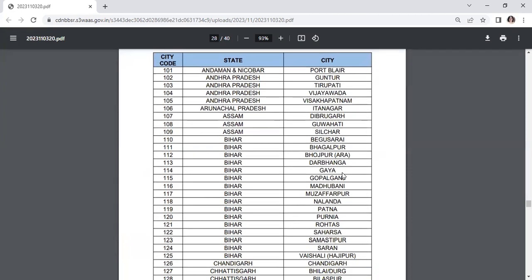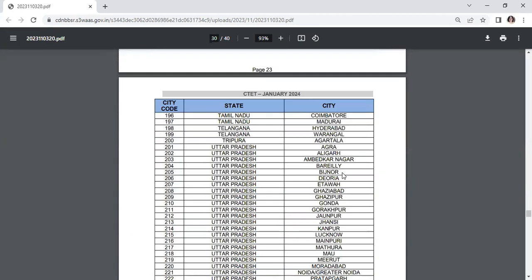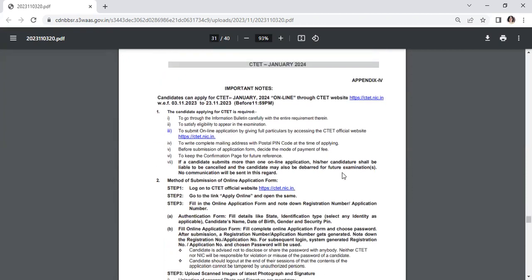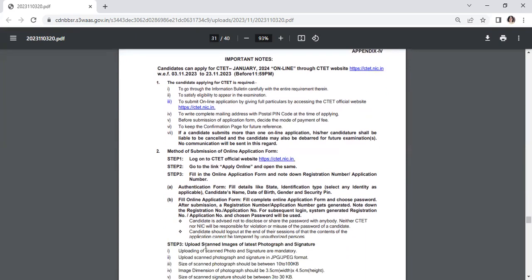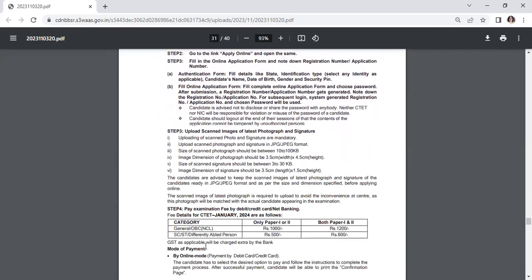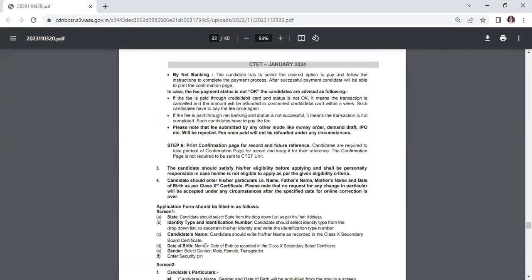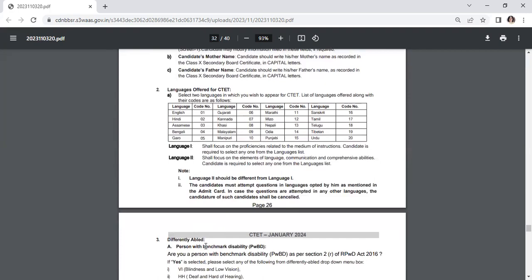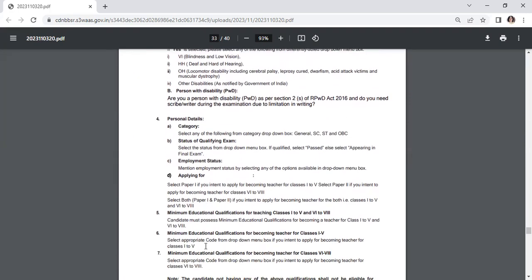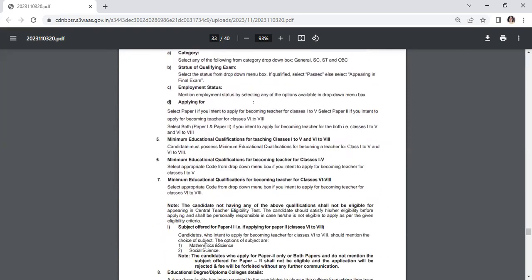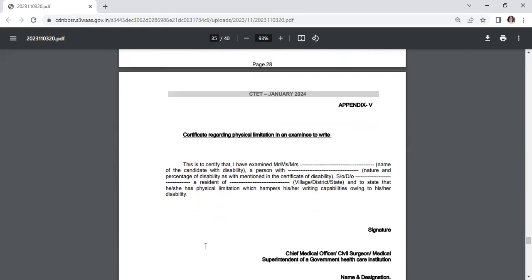See, these are the states and cities given. Okay. This is an important note. All this I have already discussed. So I hope all of you have understood the CTET exam in detail. I hope this is helpful for you.